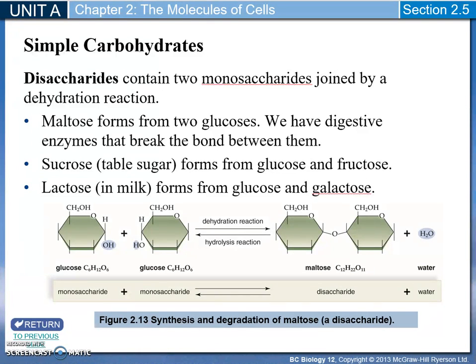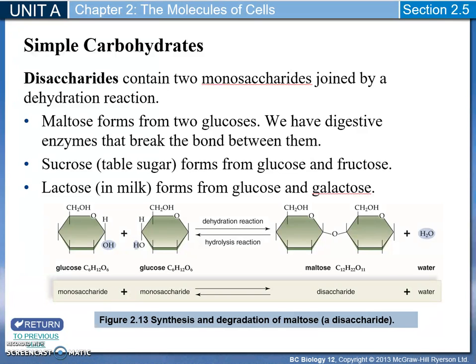Disaccharides contain 2 monosaccharides that are joined by a dehydration reaction, which we covered in the last lesson. Maltose is formed by 2 glucose molecules that are joined together, and we have digestive enzymes that can break the bond between them. The one that we know most commonly is sucrose or table sugar, and this forms from the dehydration reaction of glucose combining with fructose.